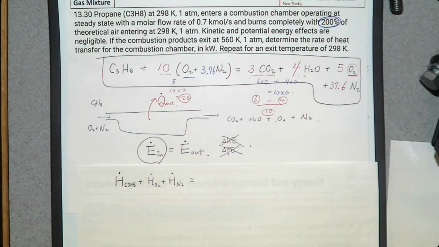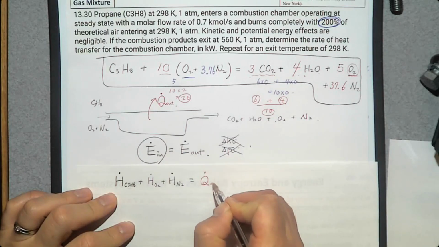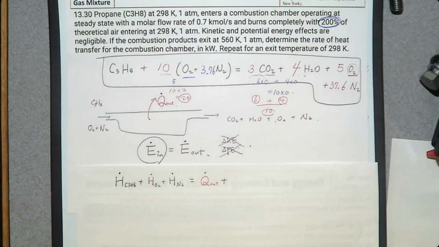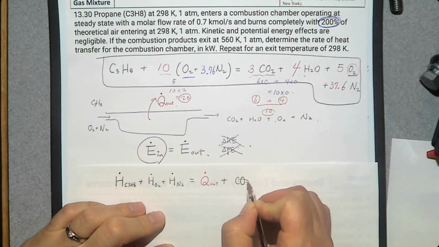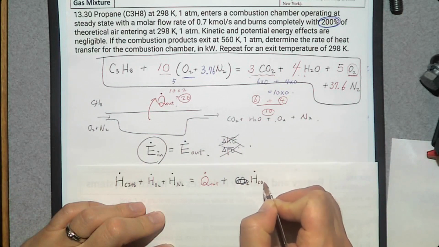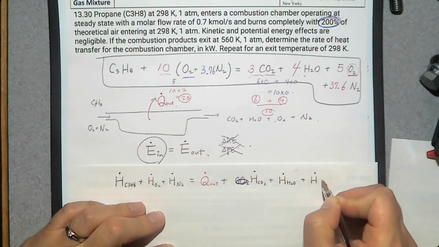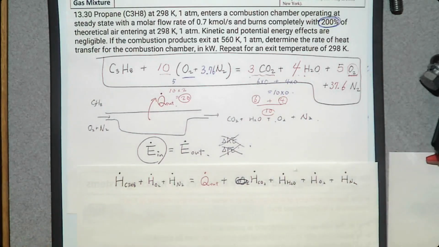First, we can think about the rate of heat transfer, Q dot out, plus how many components at the exit? We have carbon dioxide, water, oxygen, nitrogen. H dot of carbon dioxide plus H dot of water plus H dot of oxygen plus H dot of nitrogen. So that is the energy balance equation, assuming that there is no kinetic energy change or potential energy change.